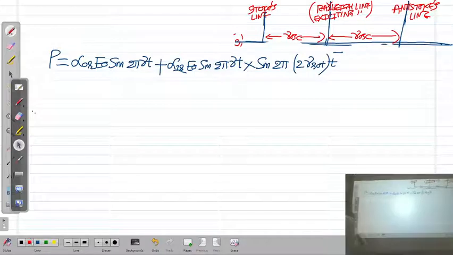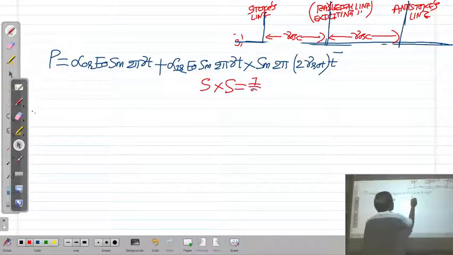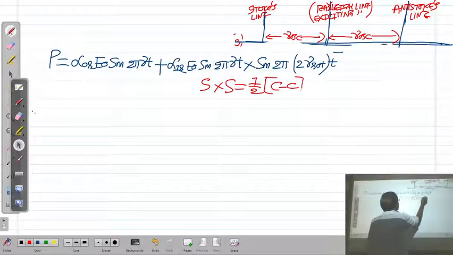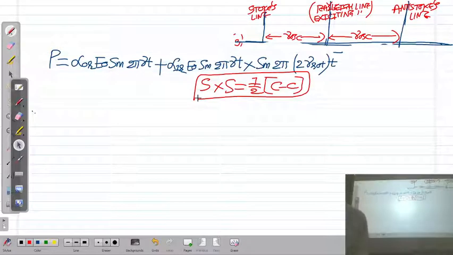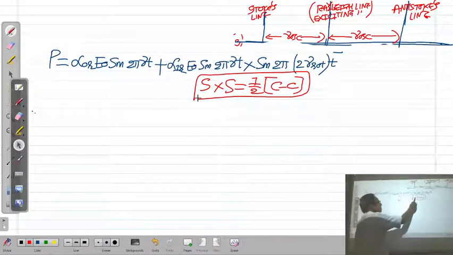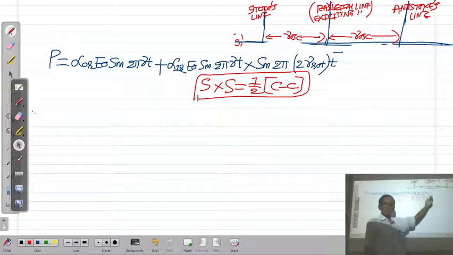Once again, you can use the formula. Sine into sine is defined as 1 by 2 cos minus cos. This is the technique. That sine into sine can be written as 1 by 2 cos minus cos. In the first cos you have to take the subtraction of these two terms. In the second cos you have to take the summation of these two terms.